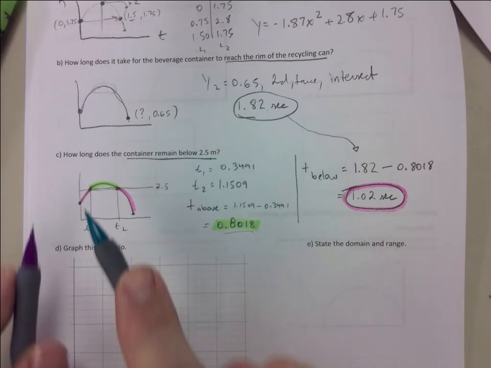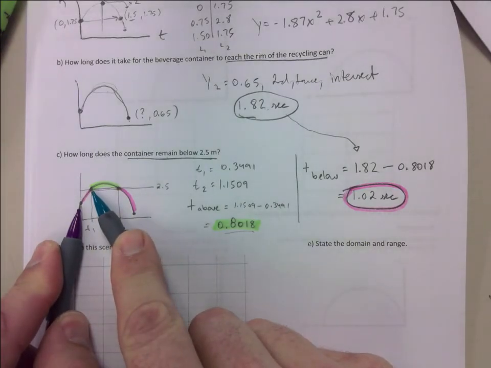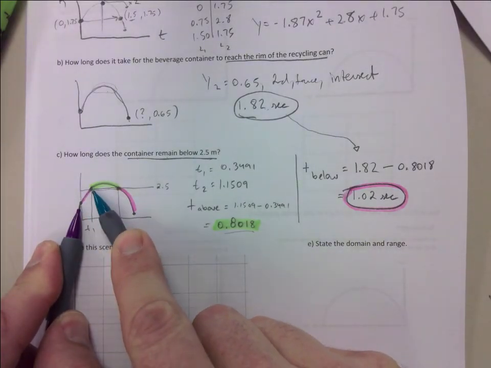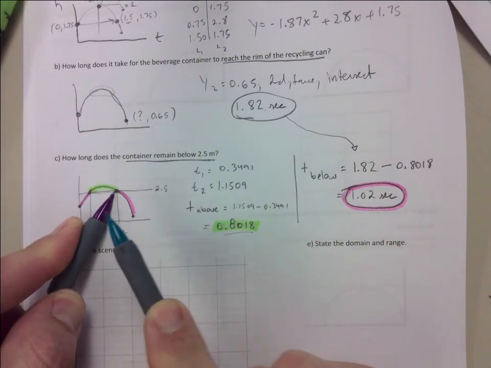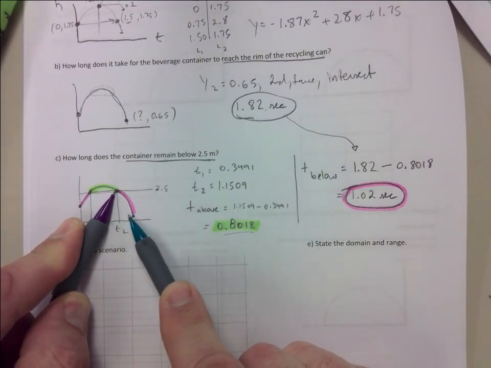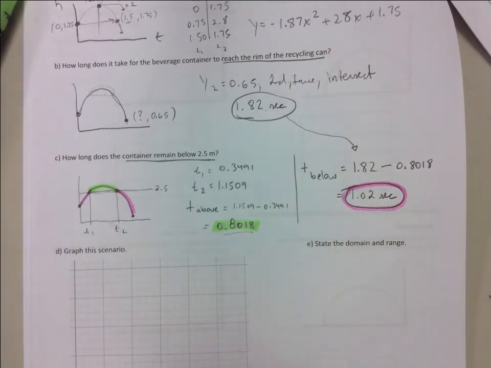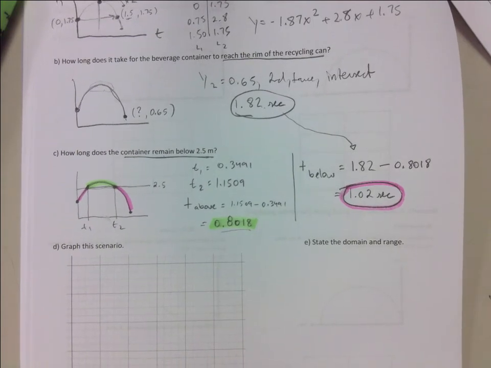Could you have found from here to here, find that time, subtract, right? And then find from here to here, subtract, and then add those? Yes, you can do that as well. Yeah. Final answer. Yeah.